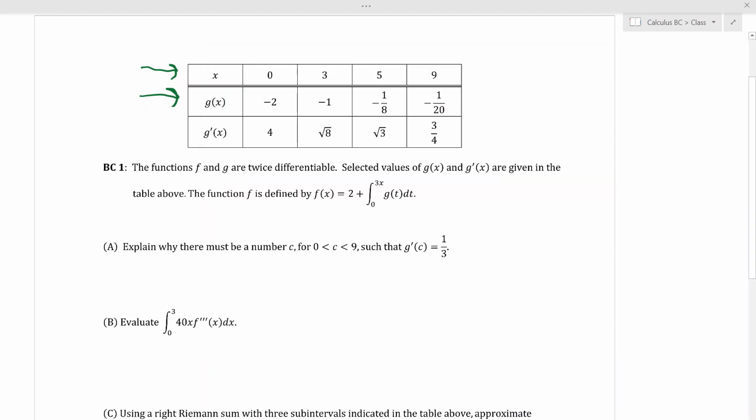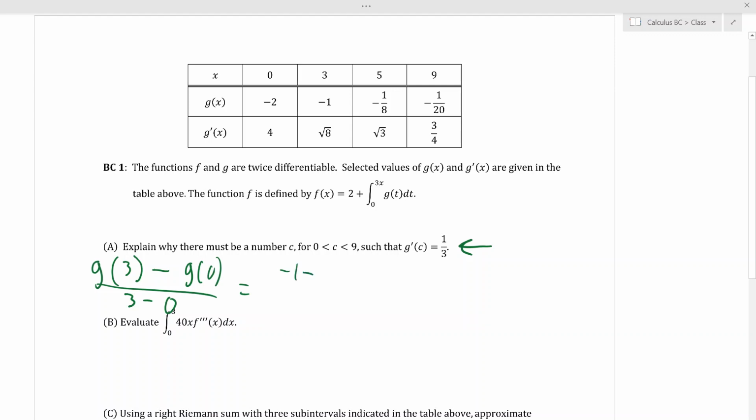Okay, so as I was saying, because they want to show G prime as a third, we can find the average rate of change of G and use MVT. And as Joyce and I forget who else has chimed in very correctly, the average rate of change of G on 0 to 3 is a third. You guys are so good.